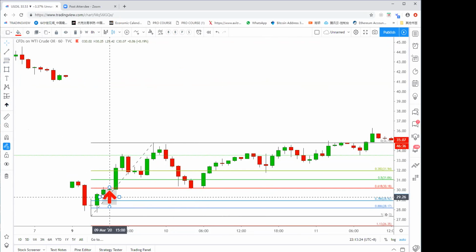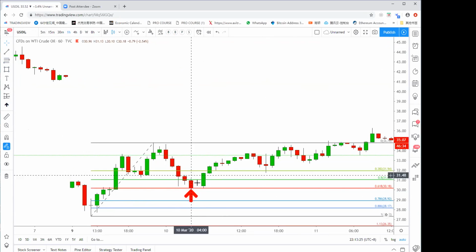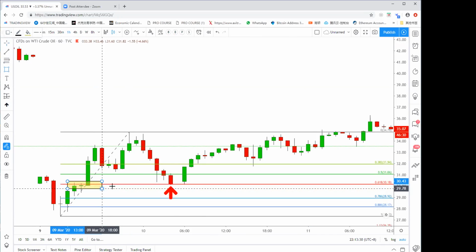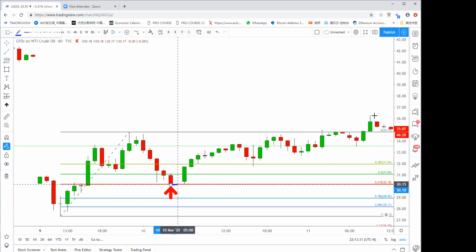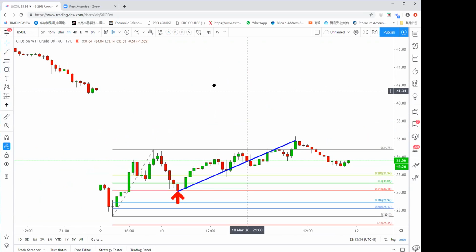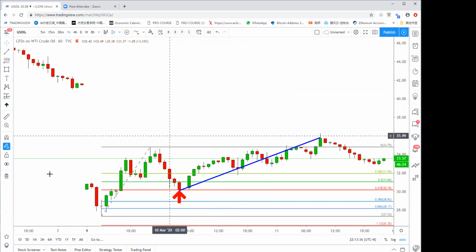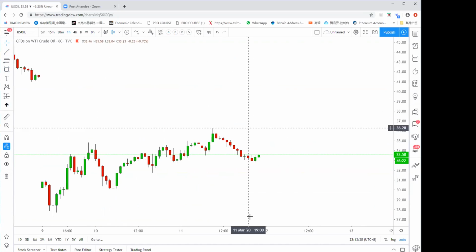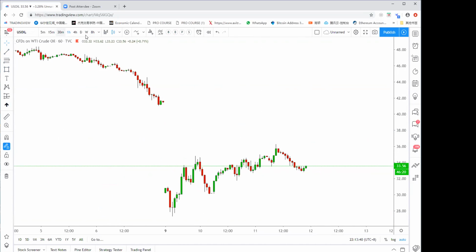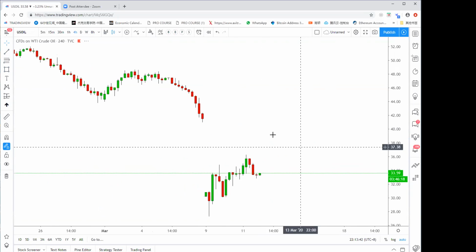I said this could be a very good place to buy, the 618 plus the structure here. If you buy from here, you already earn about 300 pips. So this could be a good opportunity for us to catch the oil's buy. And let's go to the 4 hour chart.